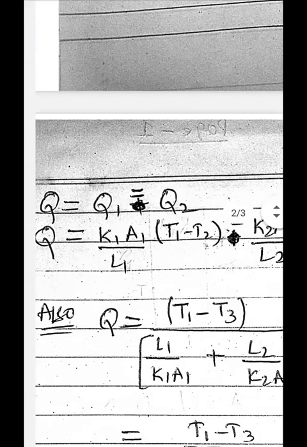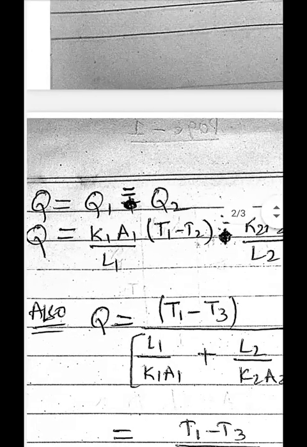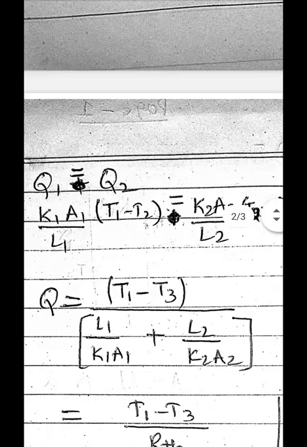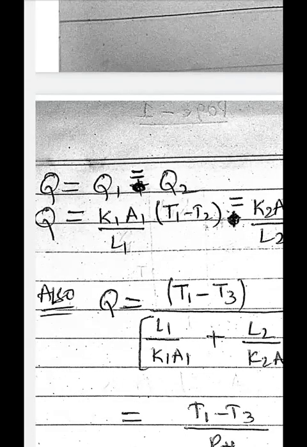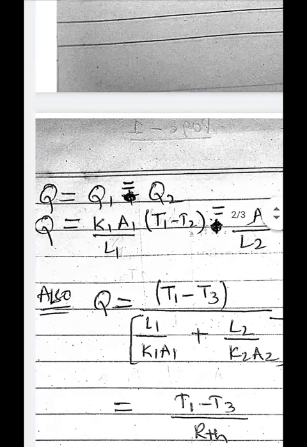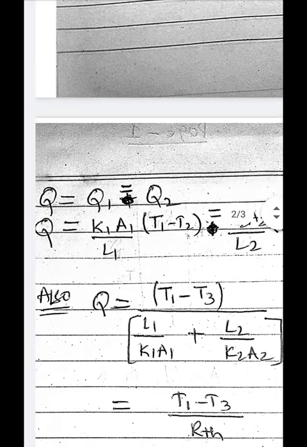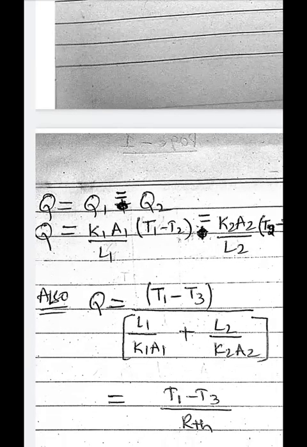Q is the rate of heat transfer for the entire system, for entire system means including both the walls here. So Q is the rate of heat transfer throughout the composite wall, is equal to rate of heat transfer through the first wall is equal to rate of heat transfer through the second wall, right? Q is equal to Q1 is equal to Q2 it is.